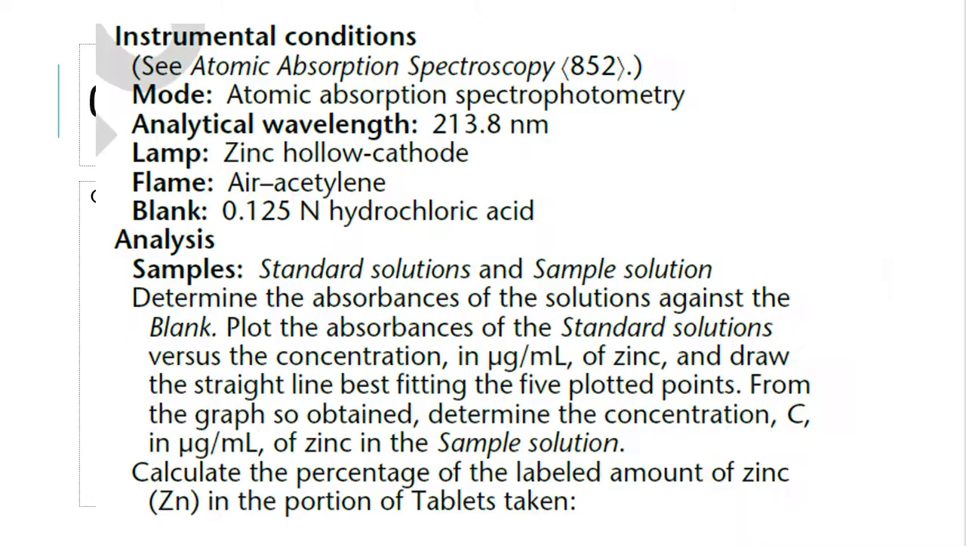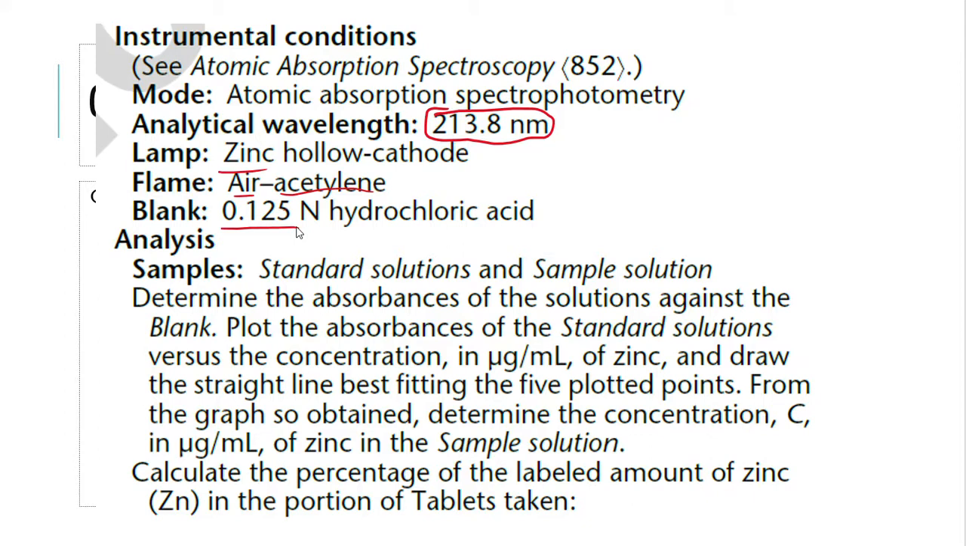Okay, the monograph also gives me settings for the instrument, and here are the settings in case you need them. The setting is atomic absorption. That's the mode that we're going to be running in. The wavelength for zinc is 213.8. So this machine will be scaled in to that value. The lamp is a zinc lamp because we're looking for zinc metal. The flame is an air and acetylene flame. That's a welder's torch flame that will be used to make the flame in the machine. And the blank that needs to be used is that 0.125 hydrochloric acid that you have prepared in the lab before all of this got started.